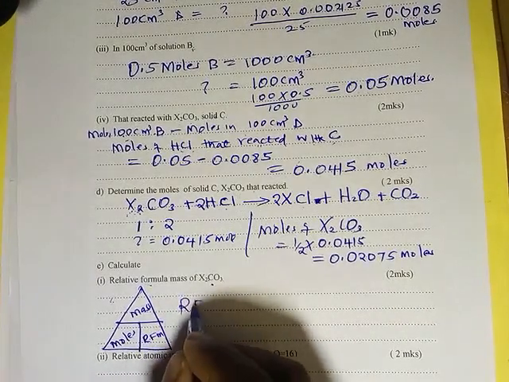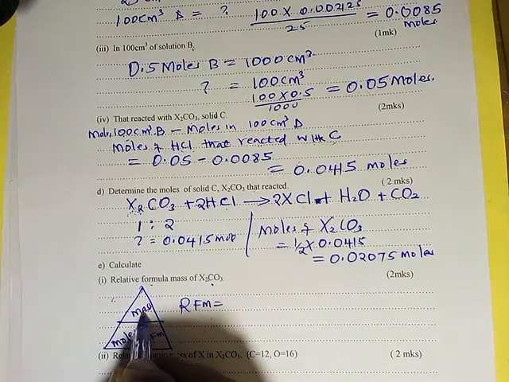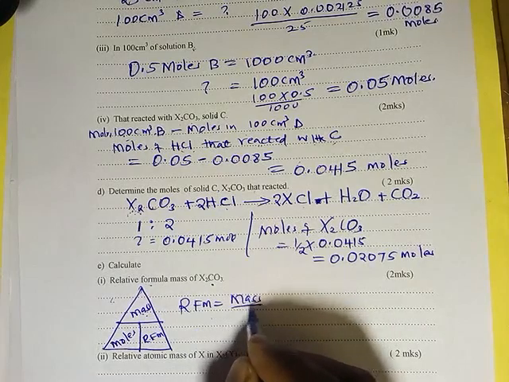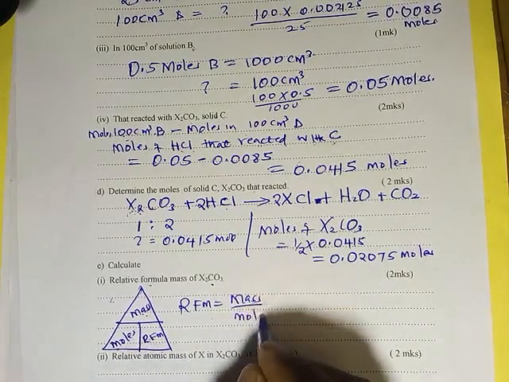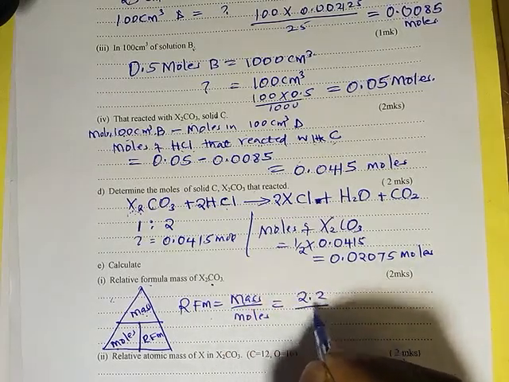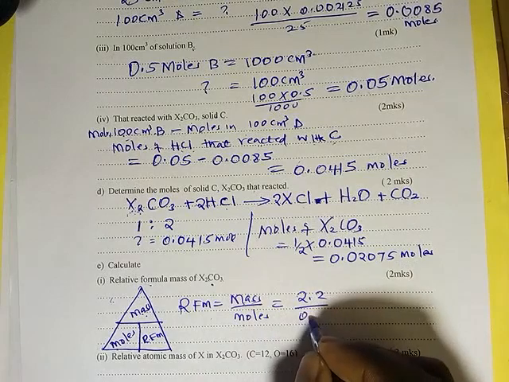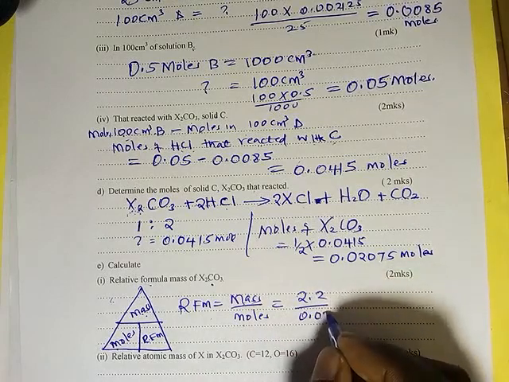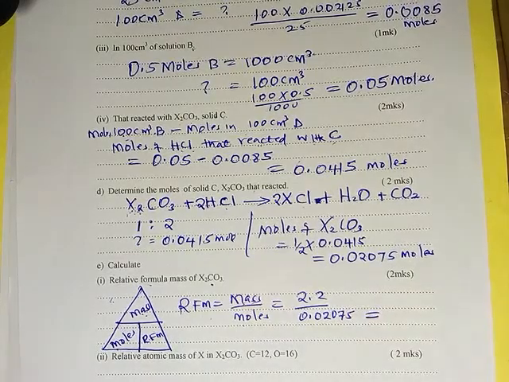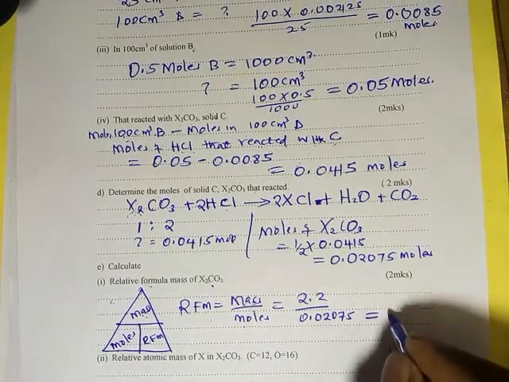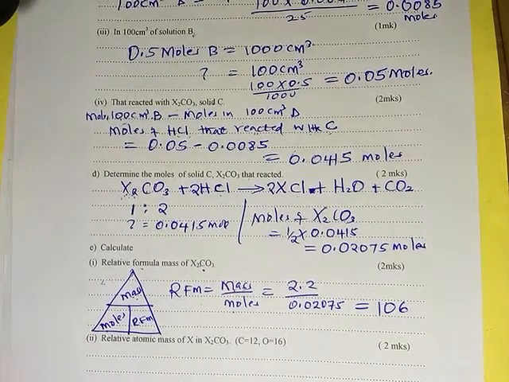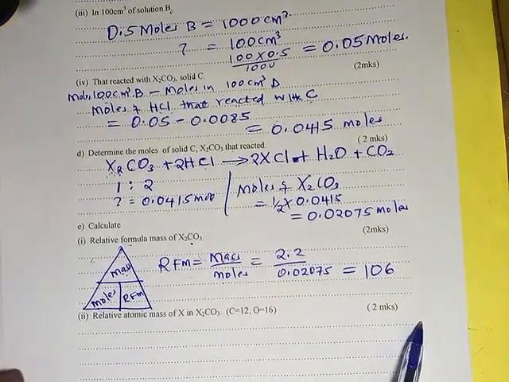So RFM is equal to mass divided by moles. Mass is 2.2 divided by moles, which is 0.02075. And this one will give you, use your calculator, 106. So the RFM of this carbonate is 106.